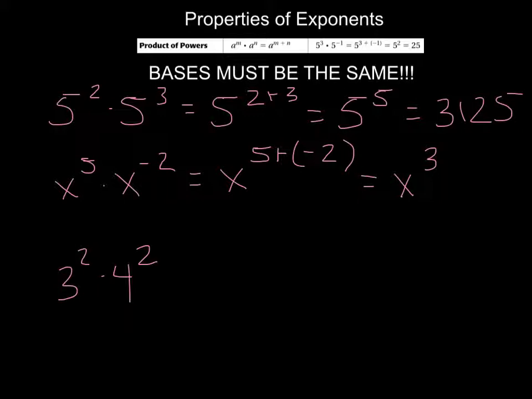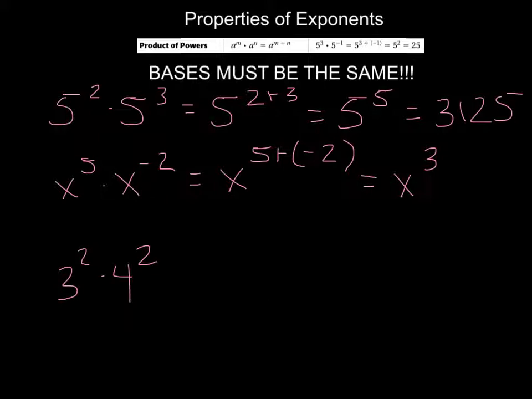Now for this last problem here, we have 3 to the second power times 4 to the second power. Now our exponents here are the same, but this property states that our bases must be the same to apply this property. So we cannot do anything with the 3 and the 4 here. This does not equal 3 times 4 to the second power.